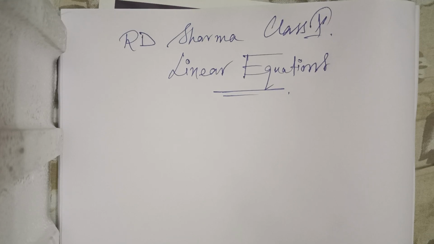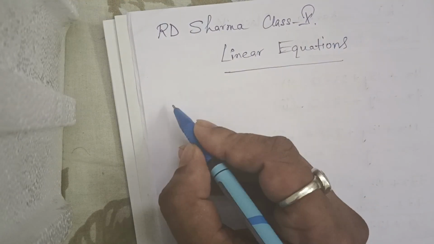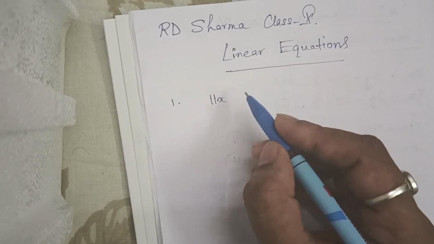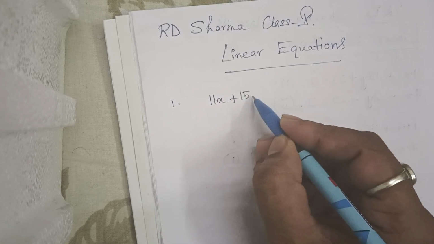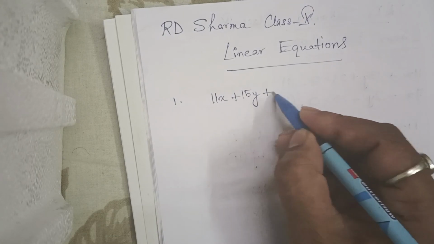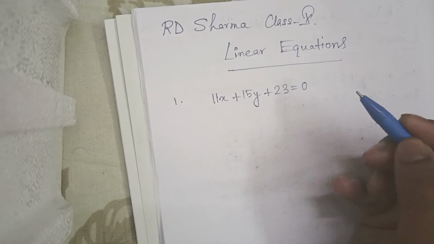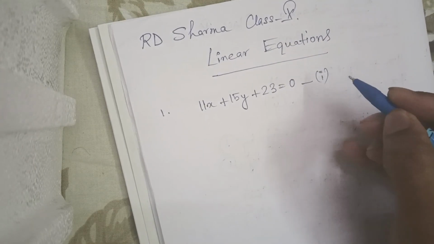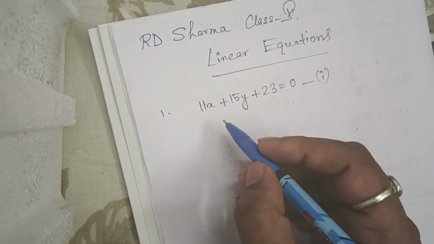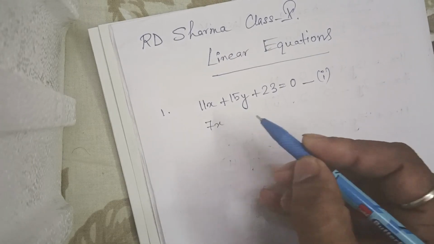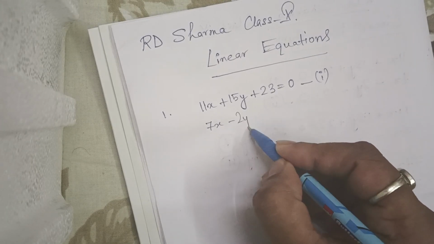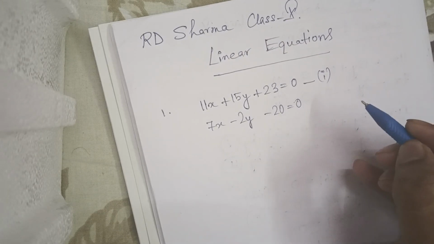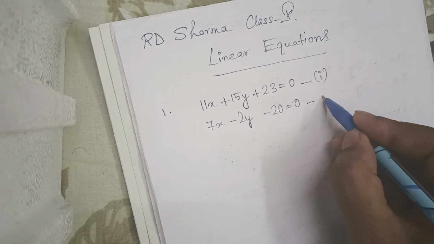So let's begin. Very first sum begins with 11x plus 15y plus 23 equals to 0. We'll name this equation as 1. And the second equation 7x minus 2y minus 20 equals to 0. We'll name this equation as number 2.